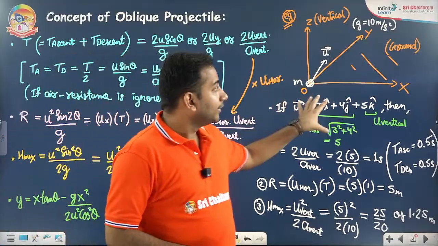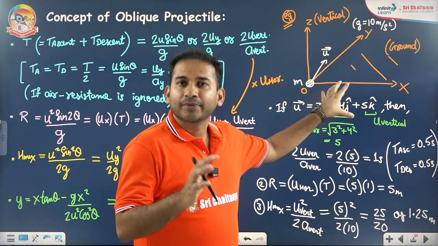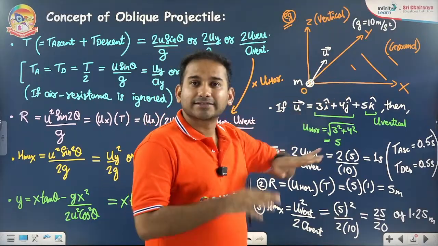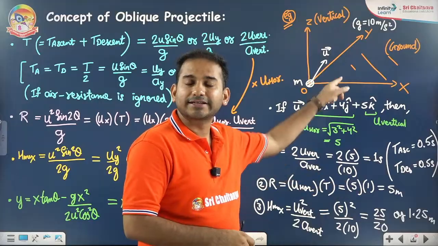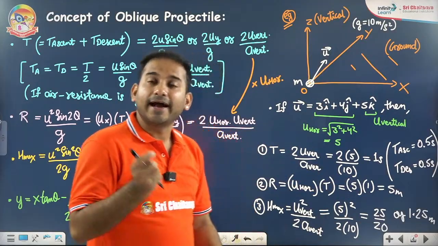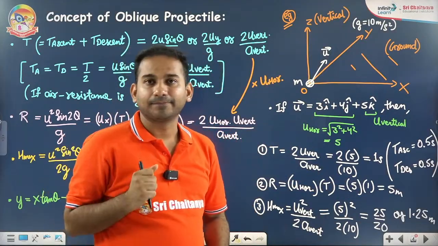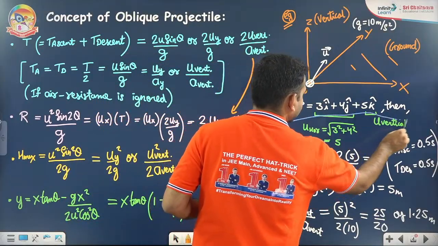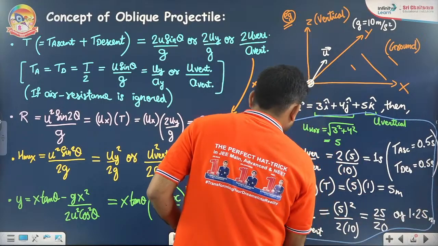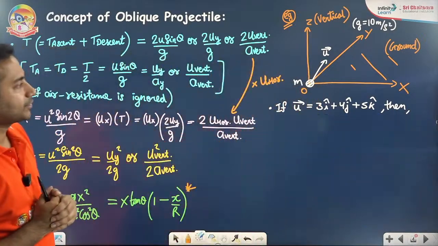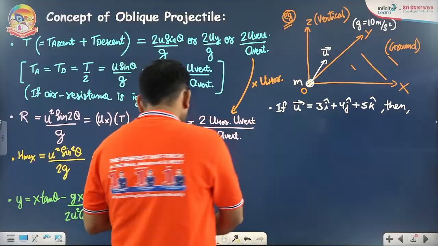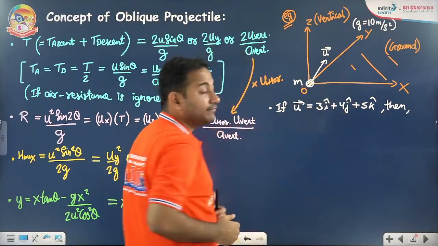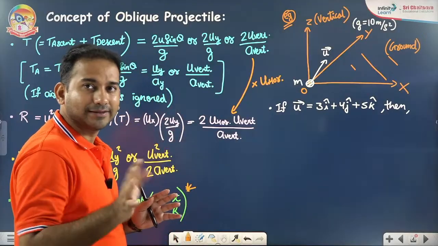Now what I did, I took one 3D based model of projectile. X-axis, y-axis both are forming the ground, means xy plane is basically your ground, and z-axis is serving as vertical. And the velocity in 3-dimension is given to you as 3i cap, 4j cap, 5k cap. This is given. No angle given.